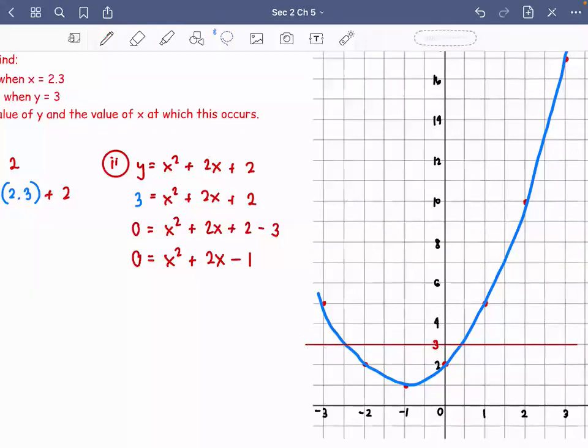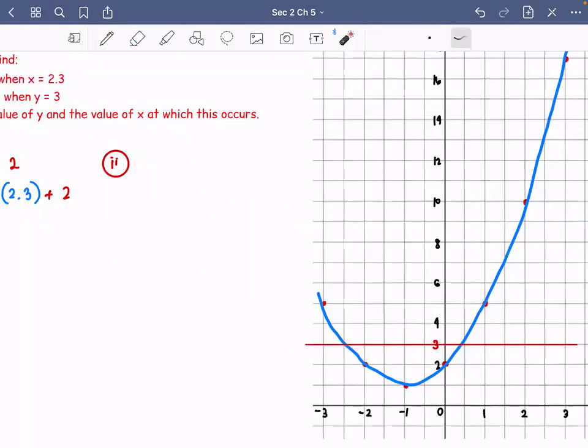Okay, there you go. You see that? You see this red line? This is y is equal to 3. Let me finish this. Y is equal to 3. Okay. Now, if y is equal to 3, at which points did this line intersect the graph?